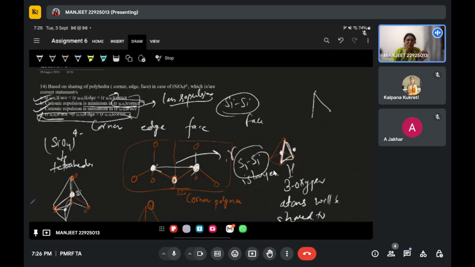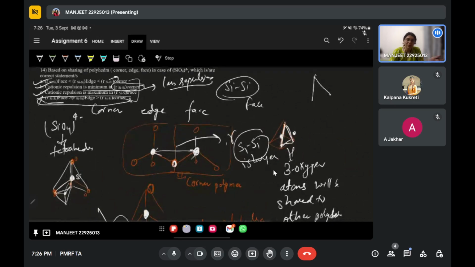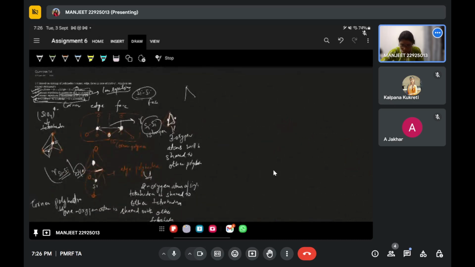That's why the distance between silicon and silicon in the face-sharing polyhedra will be less compared to the edge-sharing one and the corner-sharing one. Similarly, for cationic repulsion, if the cations are closer, the repulsion will be the maximum. If they are far away, the repulsion will be the minimum. So A, B, and C will be the right answer for this one. Is it clear? Hopefully it is clear. It is not that typical. You just have to think about how they are arranged, and it will be clear.